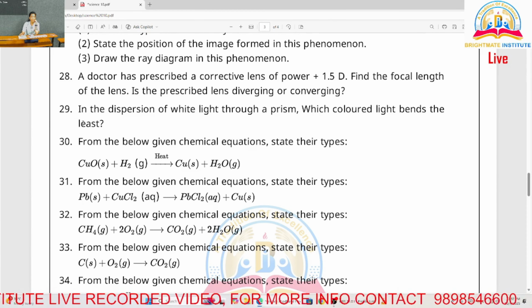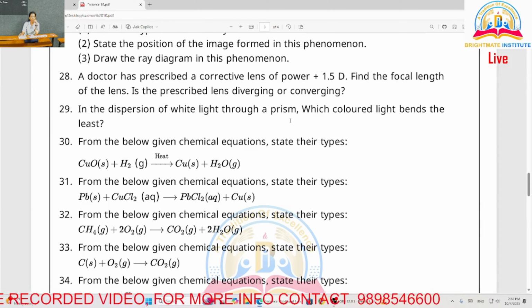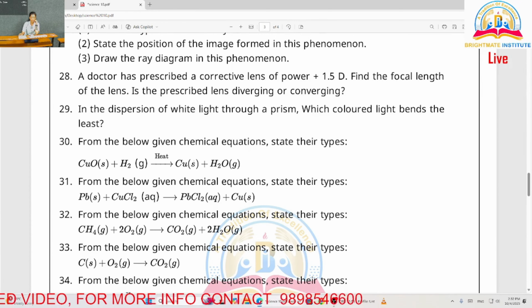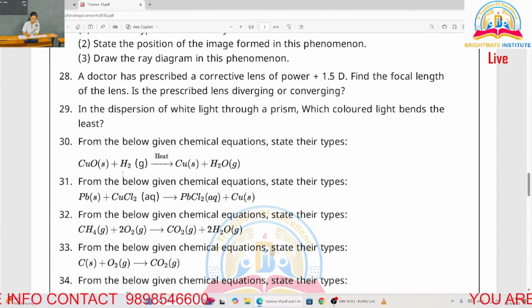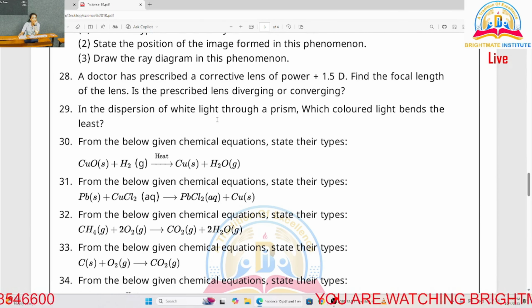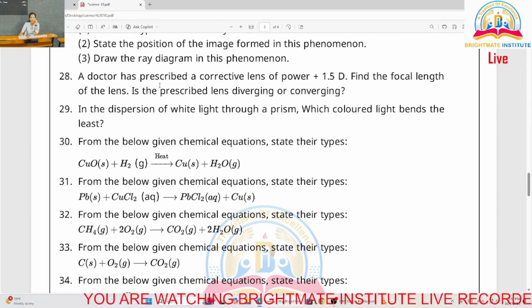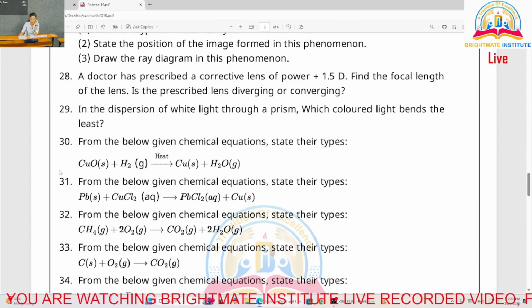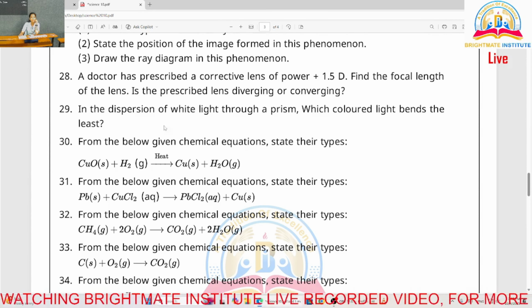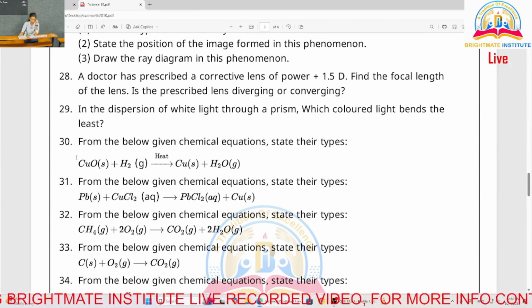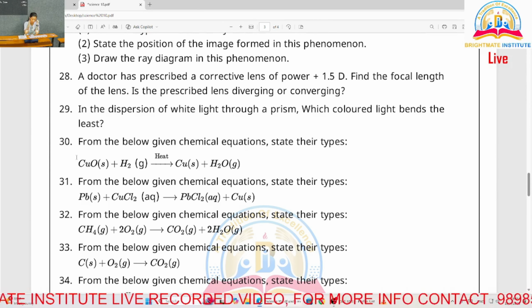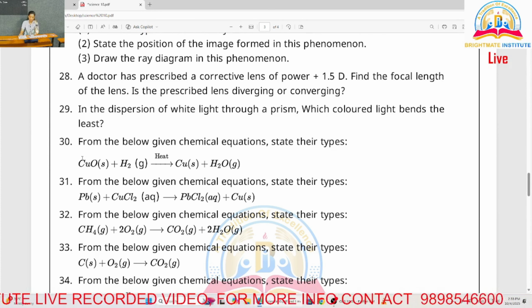Now 29th is the dispersion of white light through a prism. Which colored light bends the least? So as we know that in dispersion, the red light bends the least, and as it bends the least, we use that red color for the danger signal, for all the signals where the red light is highlighted, or it is seen in the crowd also. When we wear a red colored cloth, it is seen because it bends the least. So which color bends the least? It is the red color. Now 30 option, that is from the below given chemical reactions, state their types.